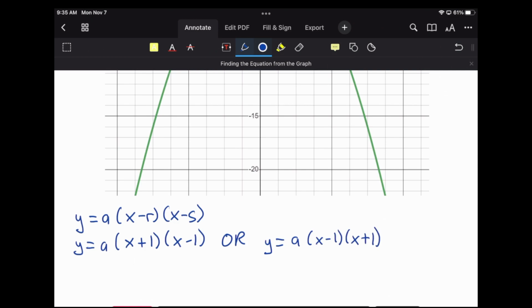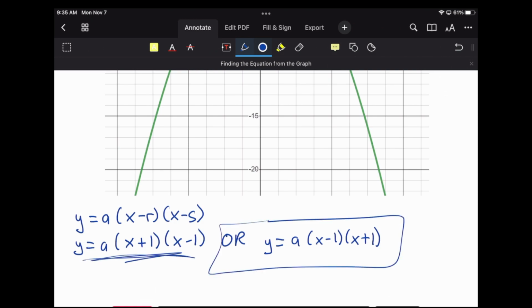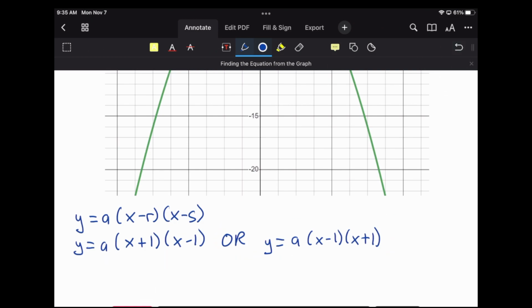That's totally fine, because you're just multiplying these. Imagine we had 2 times 3, or 3 times 2. They both equal 6. So when we're multiplying things, the order does not matter. That's called the commutative property, where order doesn't matter. Anyway, I'm going to focus on this one. Just know that if you decide to write it this way, that's totally fine.